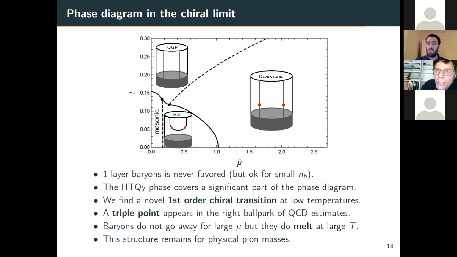So your baryons are the usual ones in the Sakai-Sugimoto. They scale with N_c. Yes, D4 branes wrapped on the four-sphere. Okay.